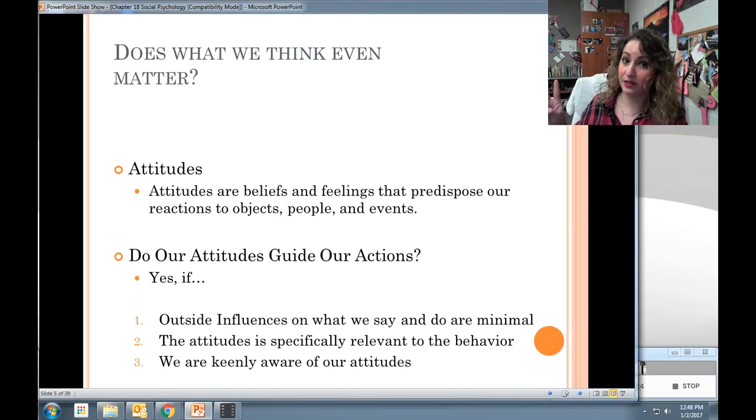You know exactly what you're thinking, what your opinions are, and those opinions are pretty specific. They're not going to be vague ideas like stealing is bad. It's like stealing food to live. That's more specific and something that's a little less gray.